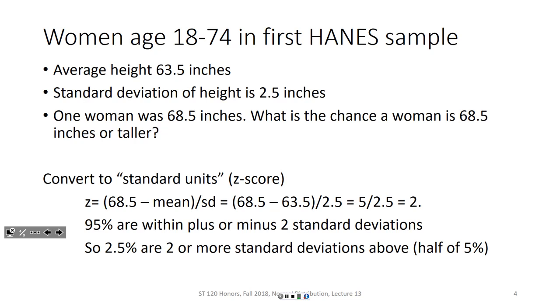Right? The chance that a woman would be exactly 68.5, we don't really ask under a normal distribution because it's continuous, and we're going to ask about areas and intervals. So to do any of these calculations in a normal, we're going to convert it to the standard units. Right? We're going to subtract the mean, divide by the standard deviation. I chose 68.5 in this example because it's 2 standard deviations above. Right? So 95% of the observations are plus or minus 2 standard deviations approximately.